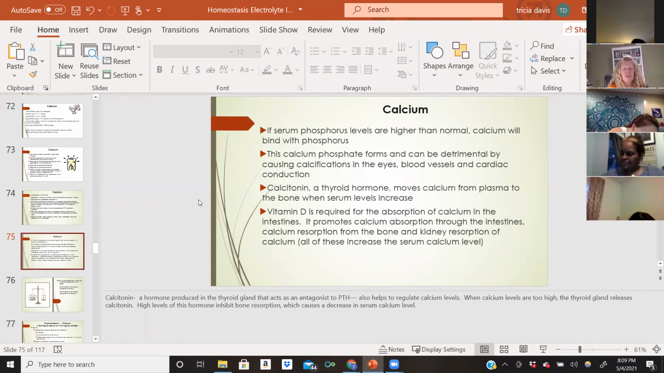So calcitonin is that hormone produced in the thyroid gland. It acts as an antagonist to PTH, helps regulate the calcium levels. When calcium levels are too high, the thyroid gland is going to jump in and release calcitonin. High levels of this hormone inhibit that bone resorption, which then causes a decrease in serum calcium level.